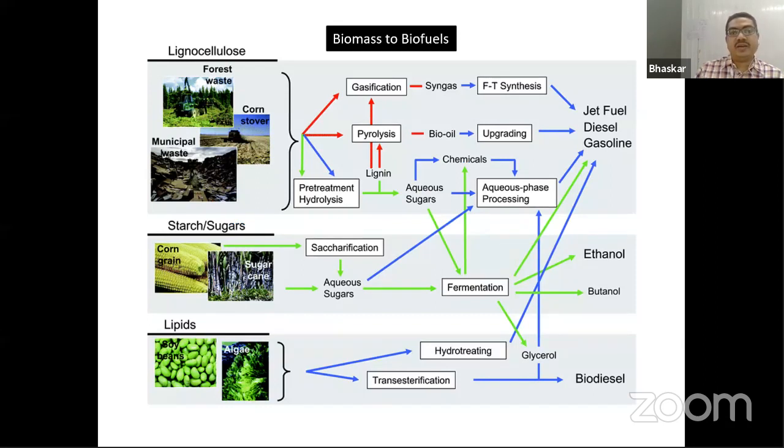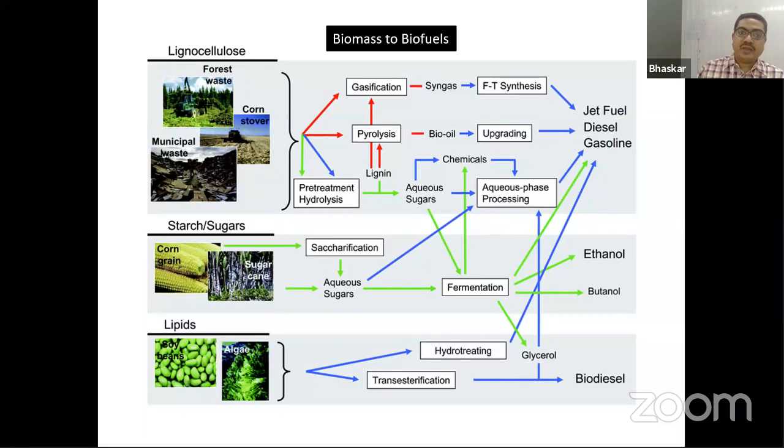The biomass can be lignocellulosic biomass, which comprises forest waste. It can be municipal waste. It can be corn waste, and it can be starch or sugar generated from corn or grain, or it can be lipids, which we can generate from either edible plants or non-edible plants, and the recently explored algae. From this variety of feedstocks, we can develop different types of biofuels depending upon the processing that we adopt.